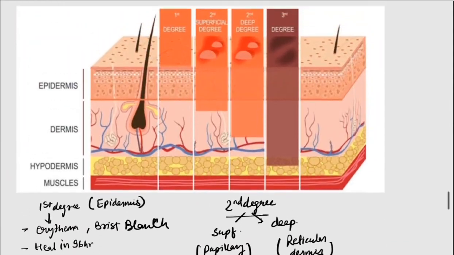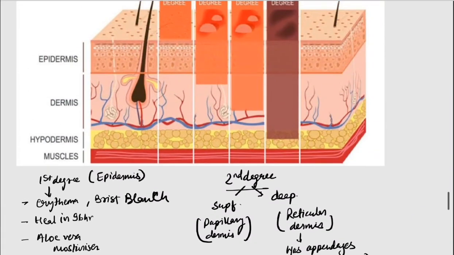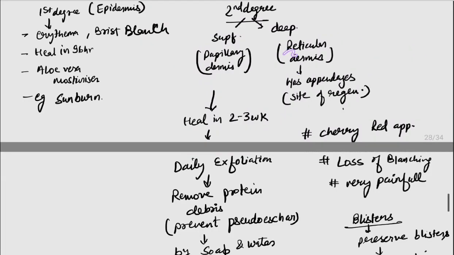Now coming to the second degree deep burn, you can appreciate that in second degree superficial only papillary dermis was involved. In second degree deep burn, reticular dermis is also involved, and reticular dermis has the maximum number of nerve endings. So therefore first degree burn is painful, second is even more painful, and third degree burn is even more painful. And reticular dermis has appendages. These appendages are the site of regeneration.